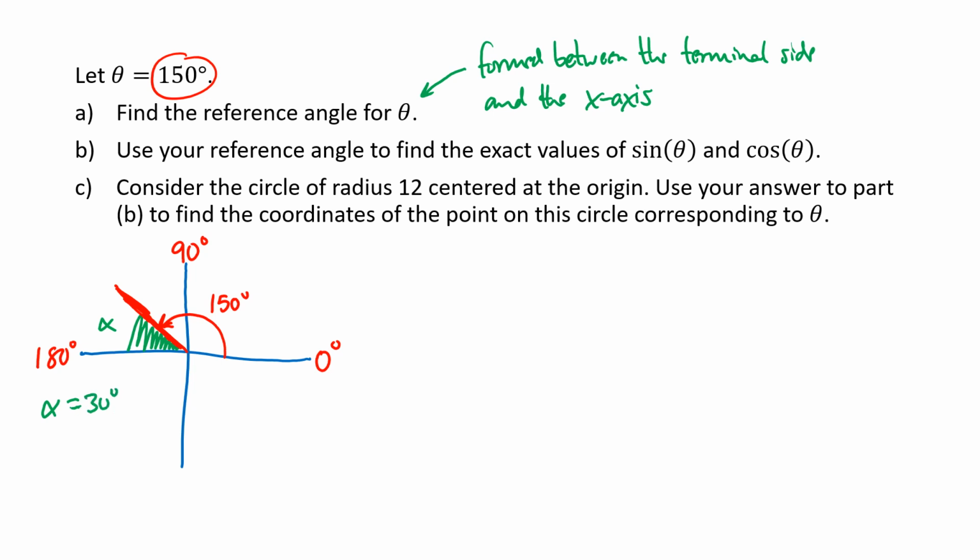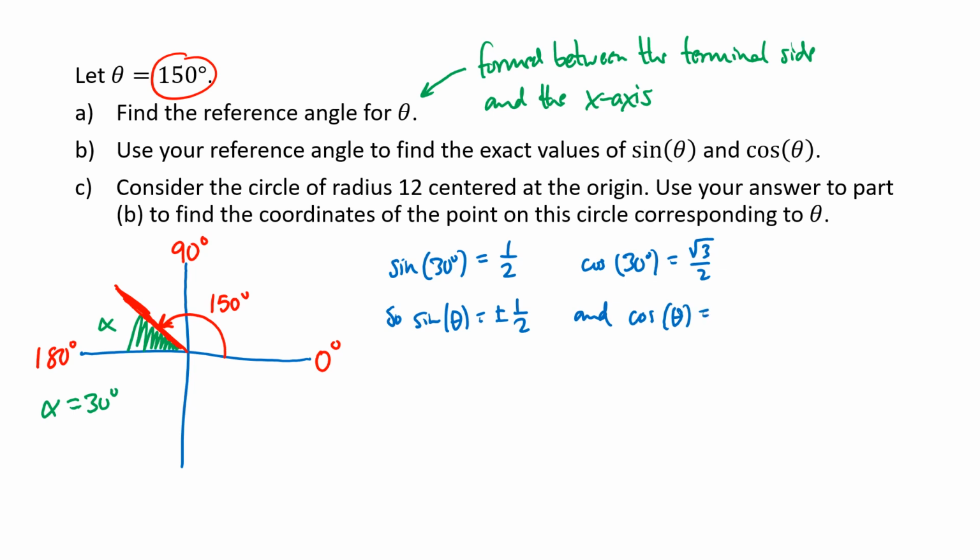What that helps with is it tells me, since I know what the sine of 30 degrees and the cosine of 30 degrees are, those are nice angles that we already know the sine and cosine of. We worked through that in a previous lesson. I know that the sine of 30 degrees is 1/2, and the cosine of 30 degrees is radical 3/2. What that tells me is that the sine of theta, this angle 150 degrees, is either plus or minus 1/2. And the cosine of theta, right, not 30 degrees, but theta, is plus or minus radical 3/2.